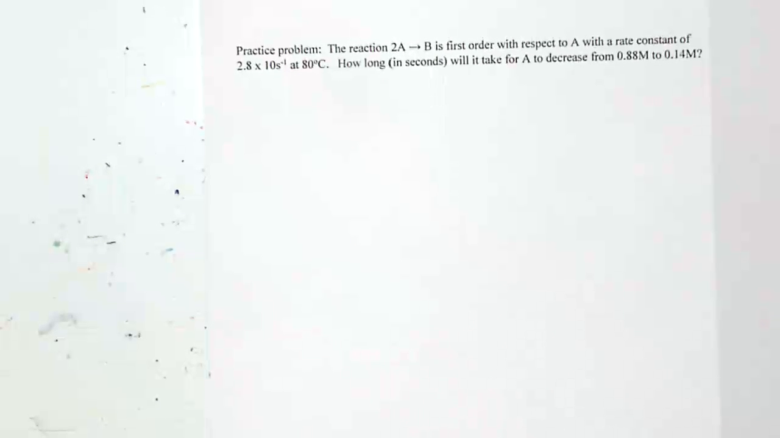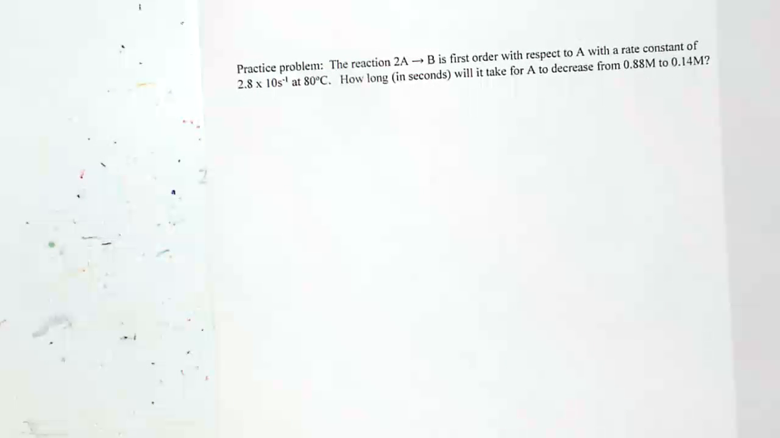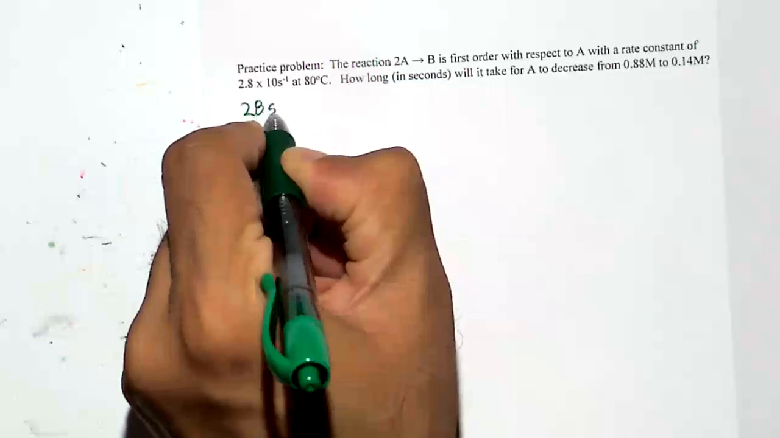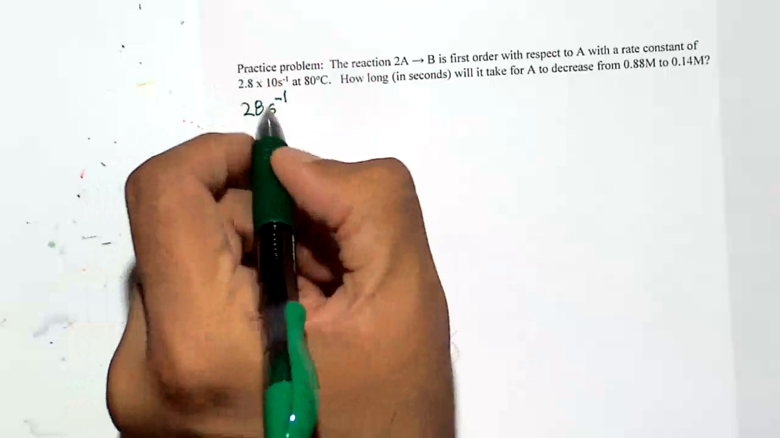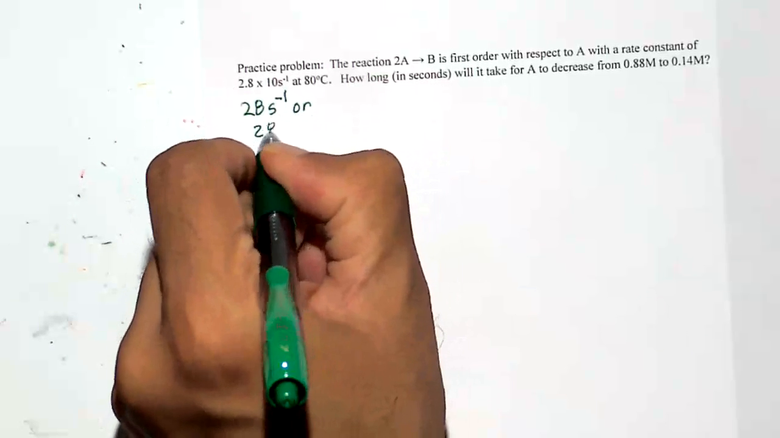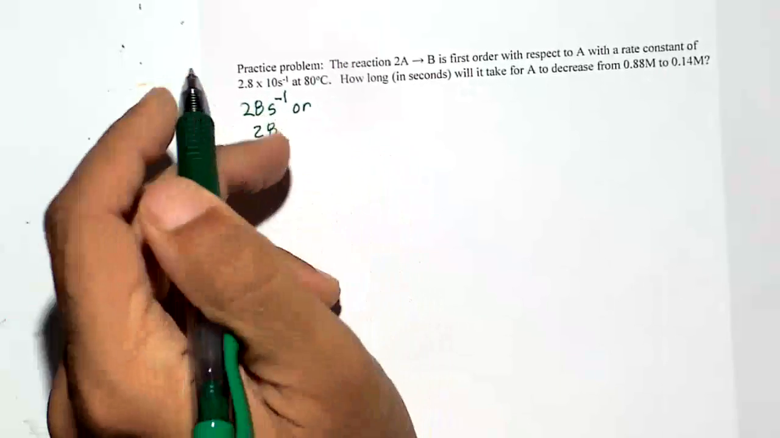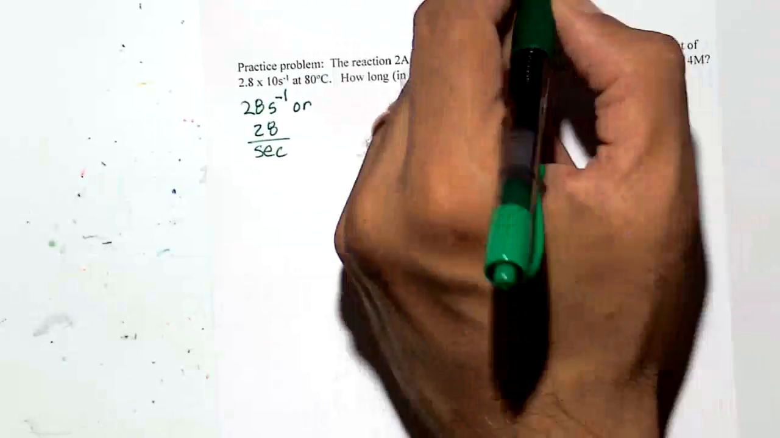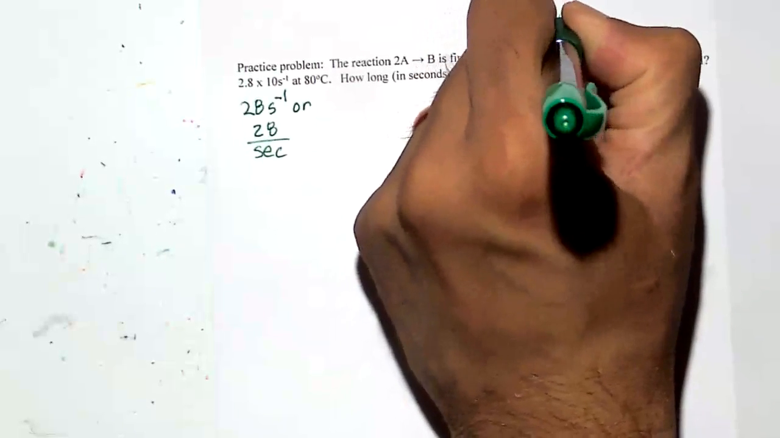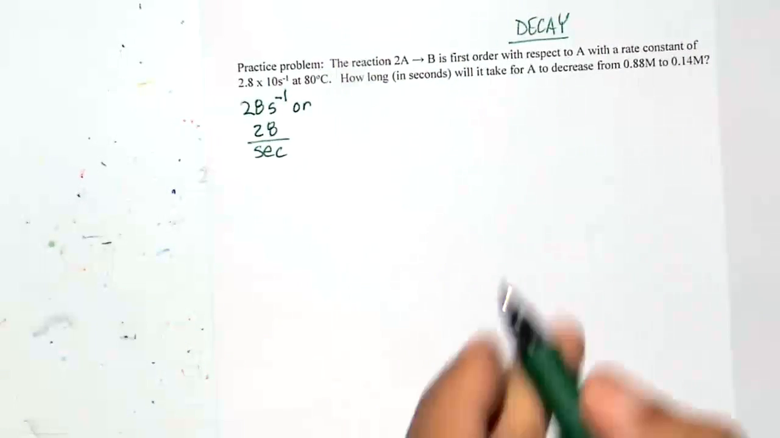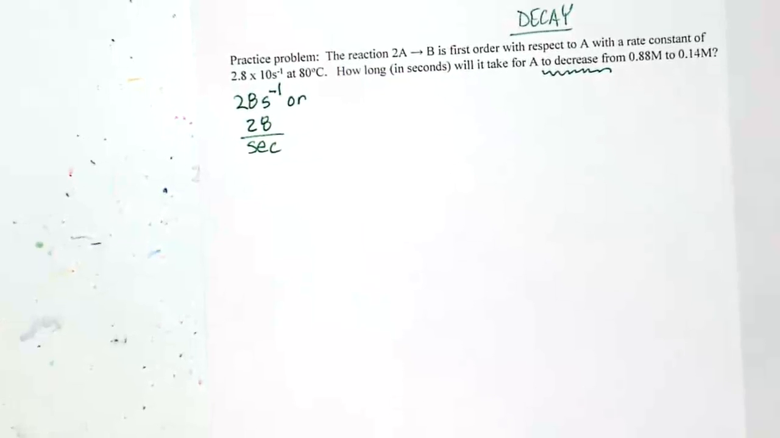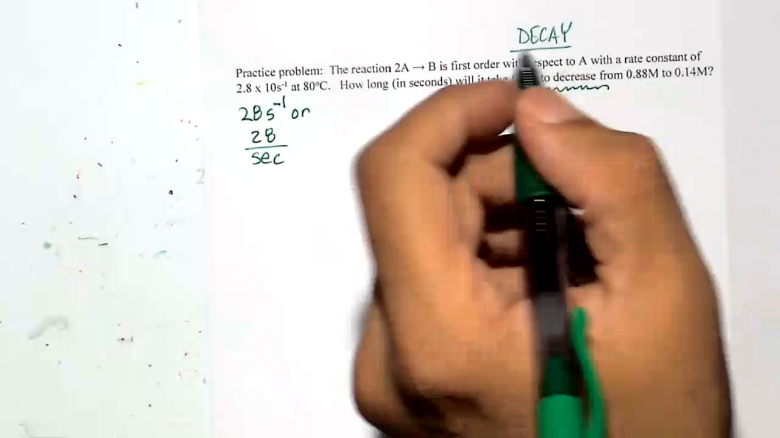All right, the reaction 2A goes to B is first order with respect to A with a rate constant of 2.8 times 10 inverse seconds to the minus 1. 2.8 times 10 is 28. So 28 seconds to the minus 1, or you can say 28 over seconds. At 80 degrees, how long in seconds will it take for A to decrease from 0.88 to 0.14 molar? This is all about decay.